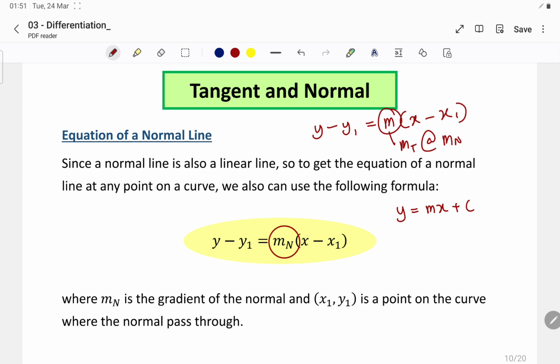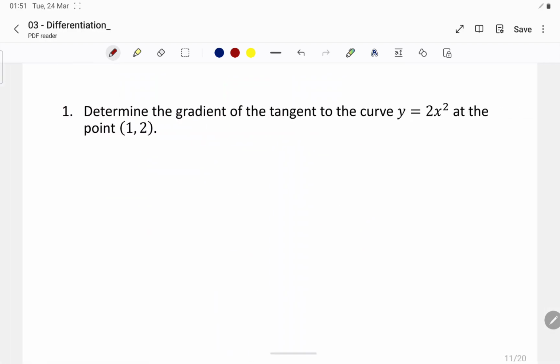To make it easier for you, instead of just explaining like this, I will explain and we go through a question together so that you can understand properly. So now we have a question: determine the gradient of tangent to the curve y equal to 2x square at the point 1, 2. They want the gradient of tangent, which means we want mt.